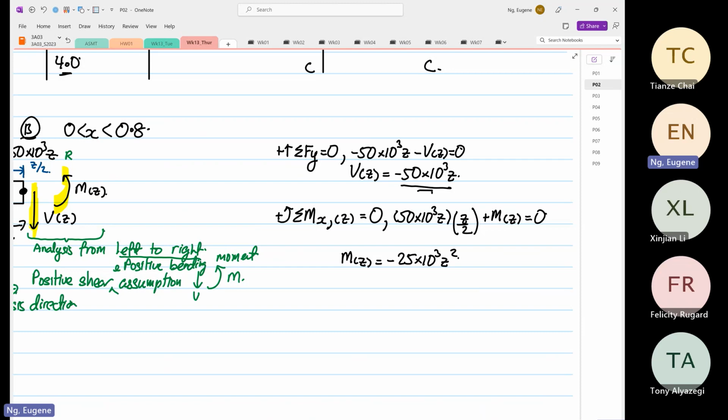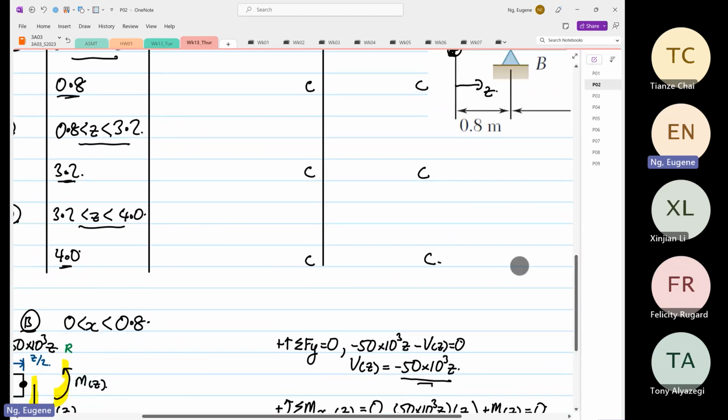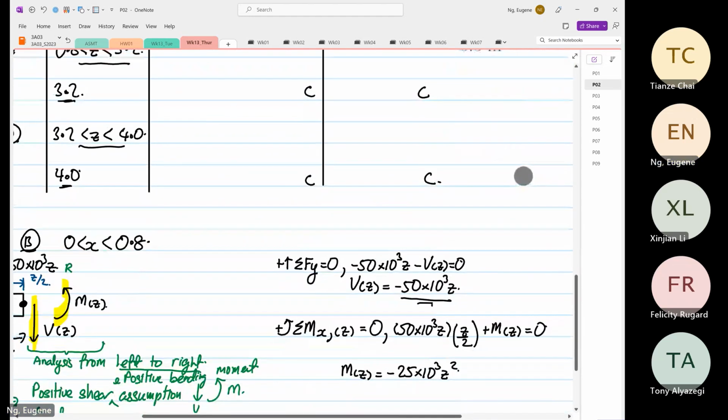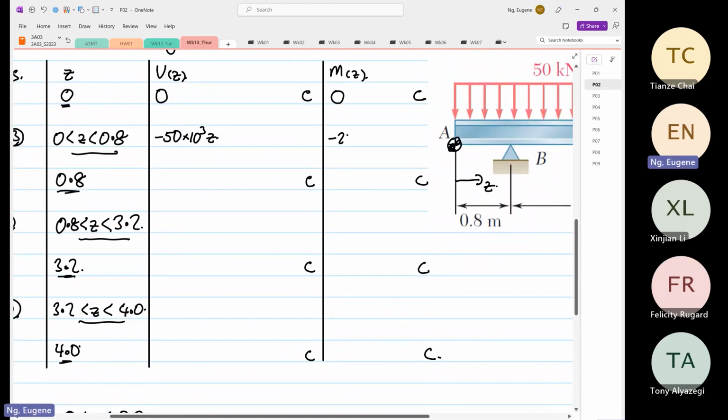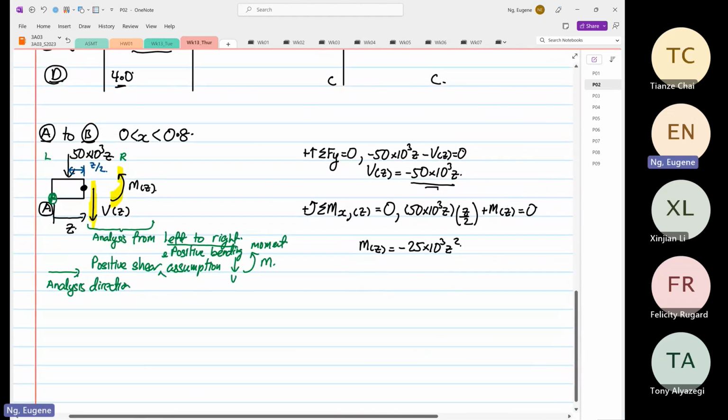What we realize is that this equation over here, the highest polynomial is negative, so it's going to have a certain phase profile. Now we know that this over here is equal to minus 25 times 10 to the power 3 z squared. So that is from point A to point B.